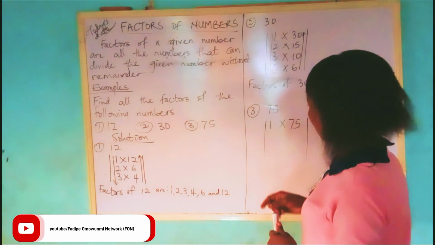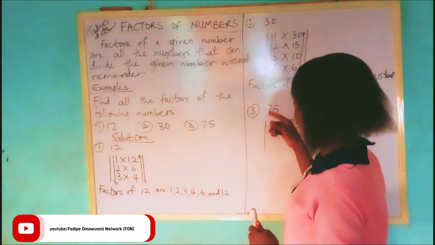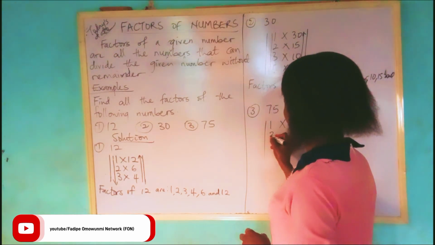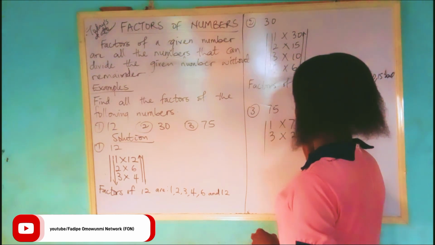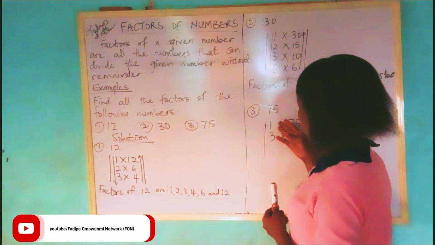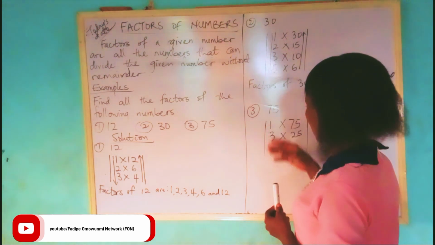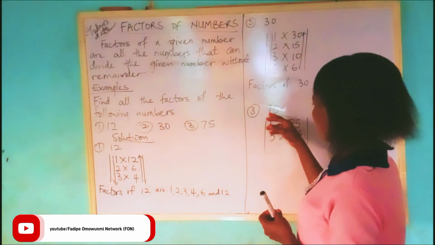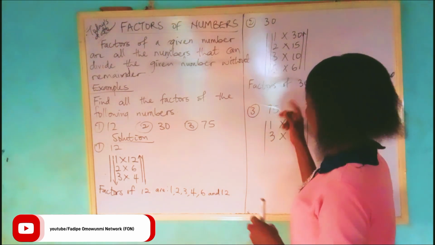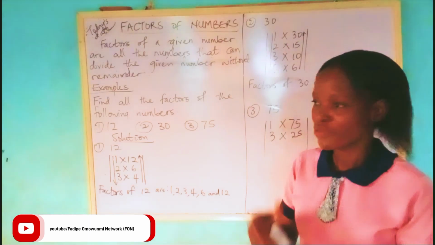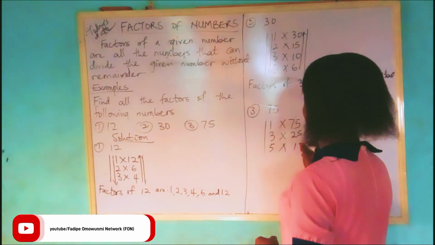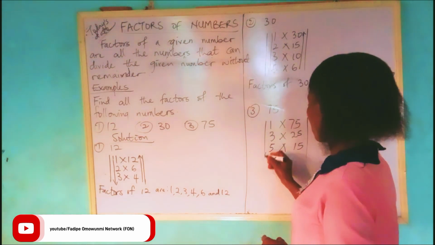3, let's see. Can 3 divide 75? Yes, 3 can divide 75. That's 25. 3 times 25. After 3, let's go to 4. 4 cannot divide, because if we try it, it will give us a remainder of 1. Let's go to 5. For a number that is ending with 5, 5 will definitely divide it. So 5 times 15 will give us 75.